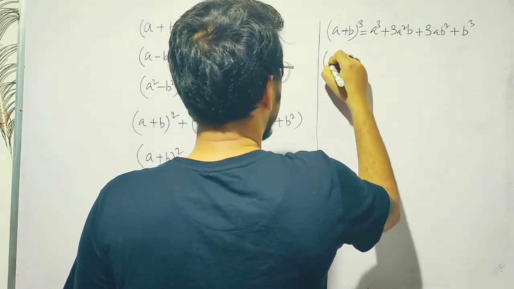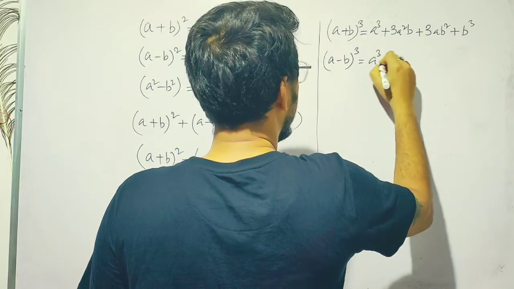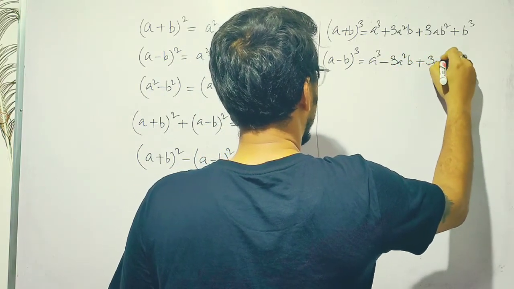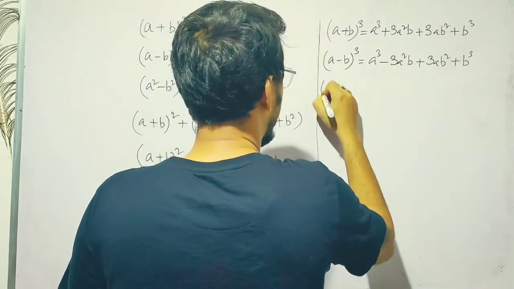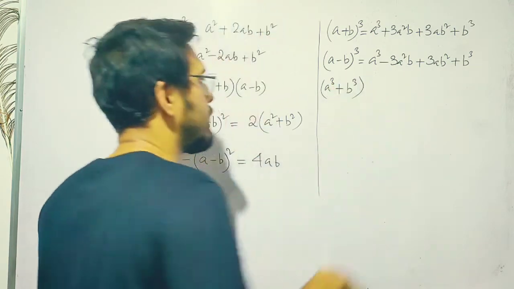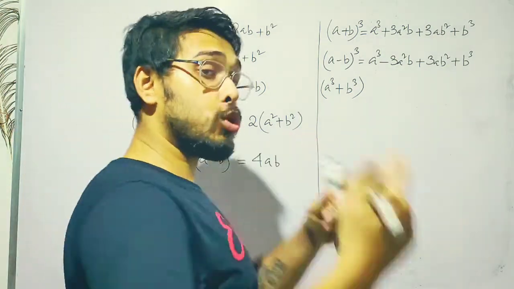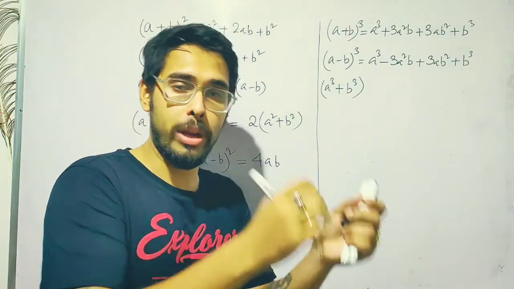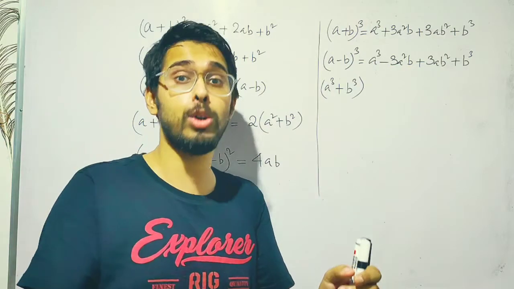So next, (a - b) whole cube, a cube minus 3a square b plus 3ab square plus b cube. Then a cube plus b cube. Now see, this a cube plus b cube has two formulas, okay? And these two formulas are applicable to different circumstances. Based on the question, you have to understand which formula you need to put, and which formula you need not put, okay?